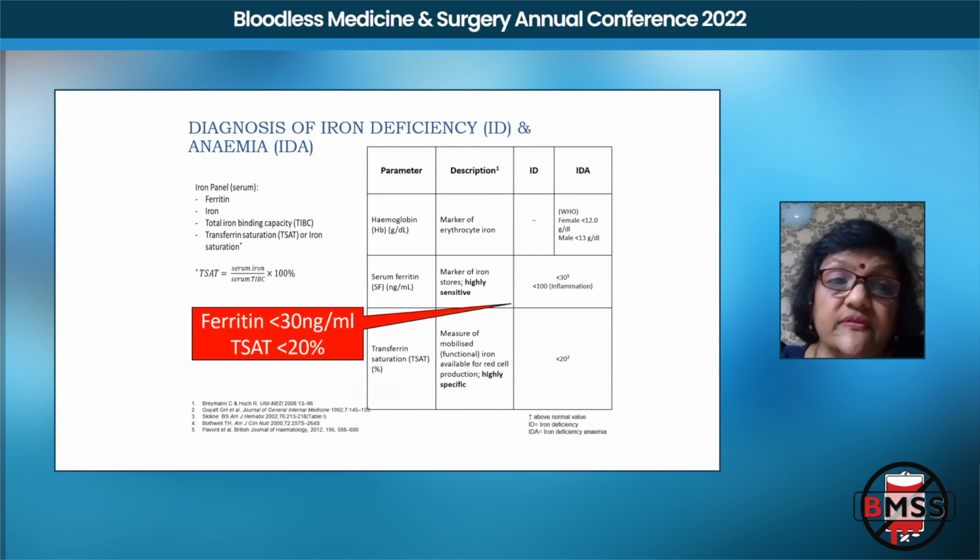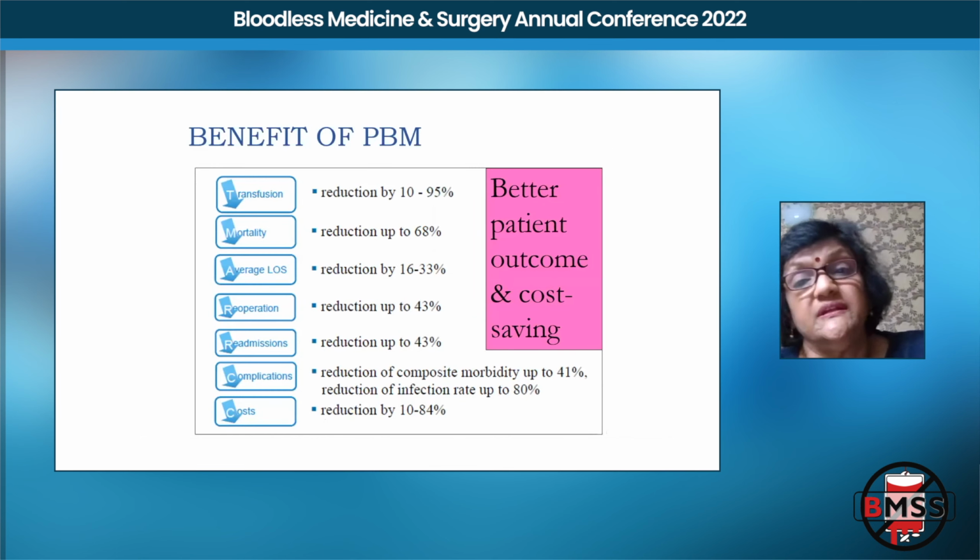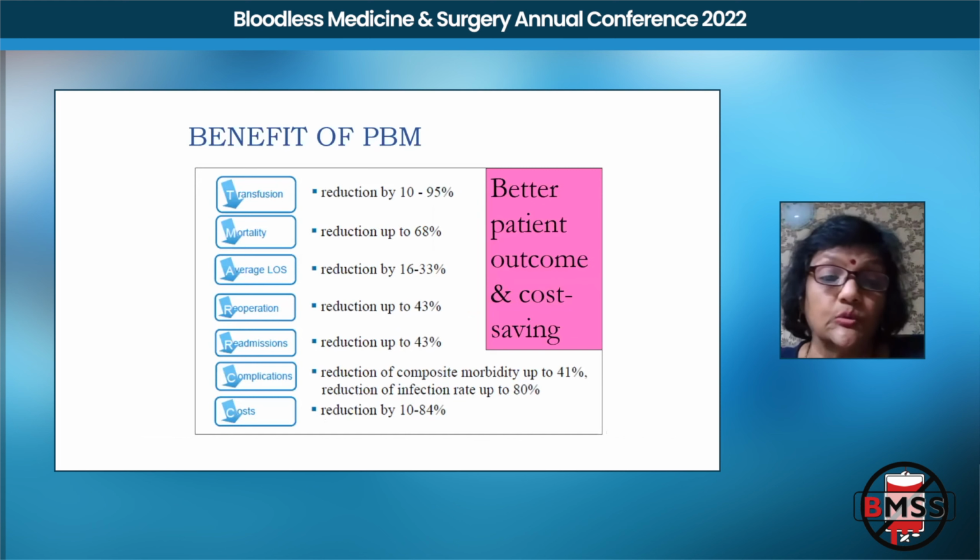So when do we diagnose iron deficiency anemia? We will send the iron studies, which comprise ferritin, total iron binding capacity, and transferrin saturation. And if the ferritin is less than 30 nanograms and the transferrin saturation is less than 20%, then we would make a diagnosis of iron deficiency anemia. So what are the benefits of patient blood management? It definitely has better patient outcome, and it is cost effective.